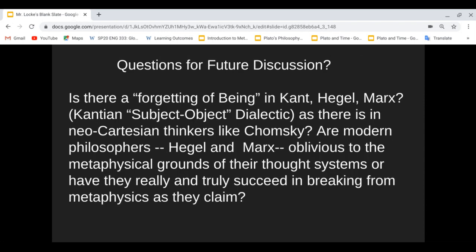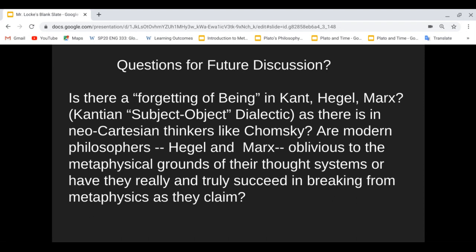Okay, so as we come to the end here, I note a few questions for further discussion. One question that we're going to need to reflect upon as we think about the subject-object dialectic in Kant, which enters into the thinking of Hegel and Marx, is: is there a forgetting of being in Kant, Hegel, and Marx? One of the things we'll see is that Heidegger is going to say that in the case of Kant, Kant is very much aware of the question of being, even if he brackets it off in effect. But his system is nonetheless predicated on metaphysics.